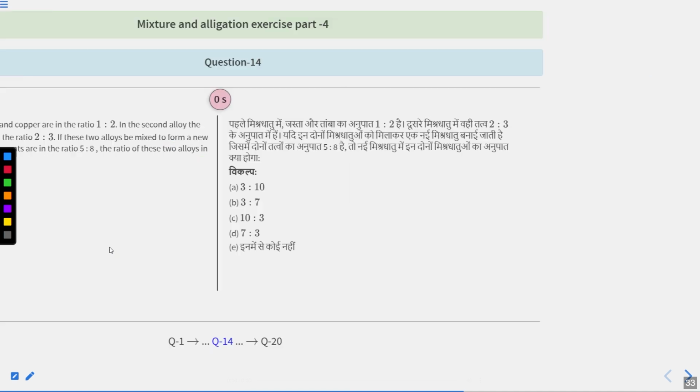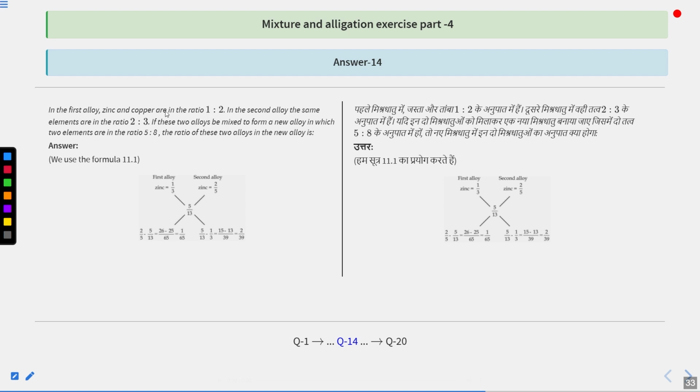Now time's up. Let's see the solution. We are going to use formula 11.1. Now zinc in first alloy, total is 3 unit. So 1/3 is zinc. In second alloy, there is total 5 unit and zinc is 2 units. So zinc will be 2/5.